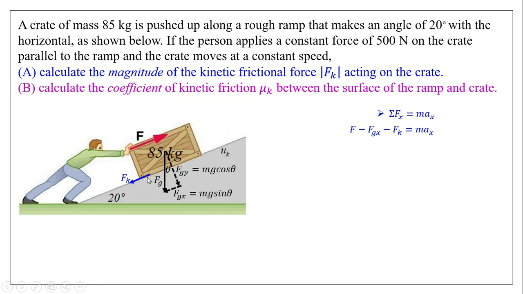And there are two vectors pointing down. F of k points downslope, F of gx points downslope. So in my work, I have F minus F of gx minus F of k, because both F of gx and F of k are acting against the crate's motion.